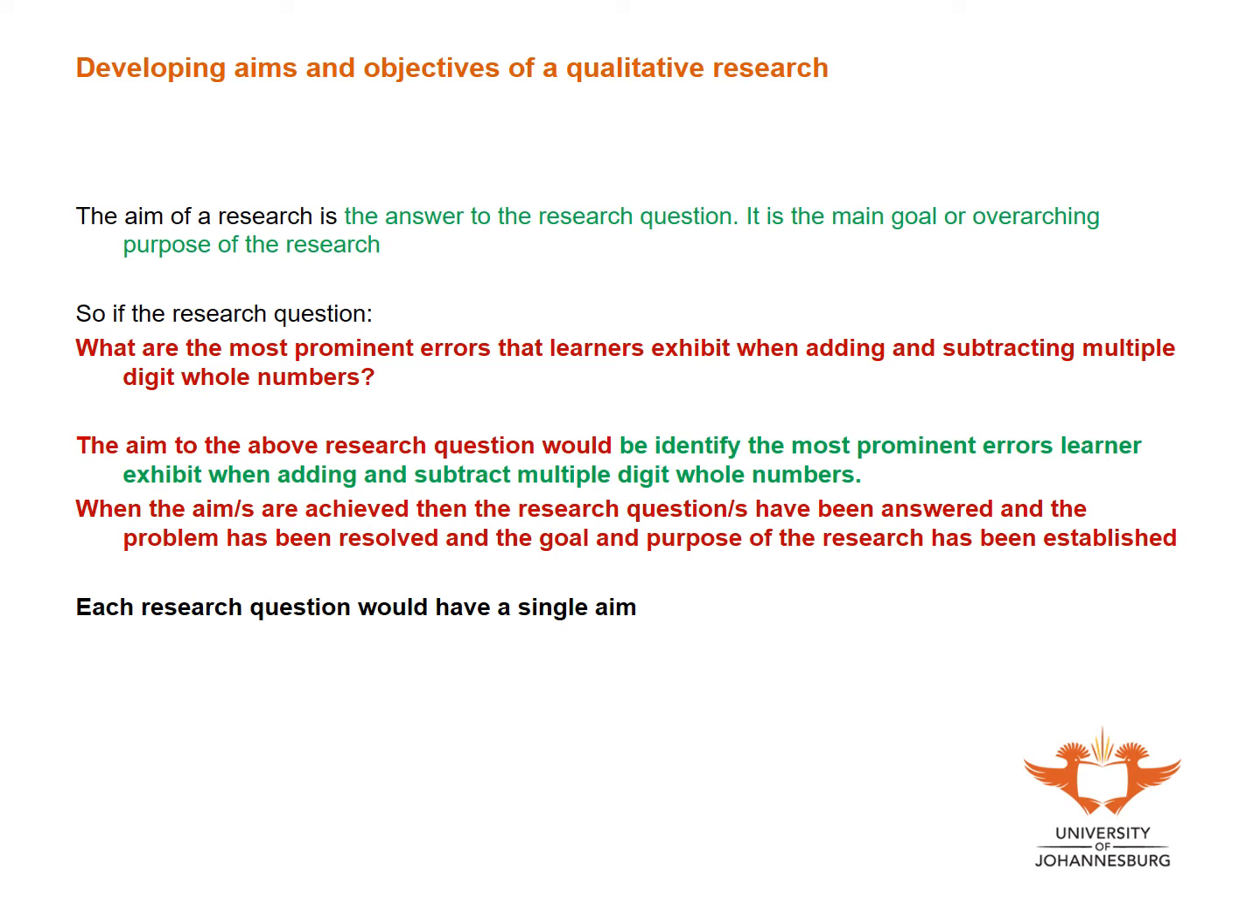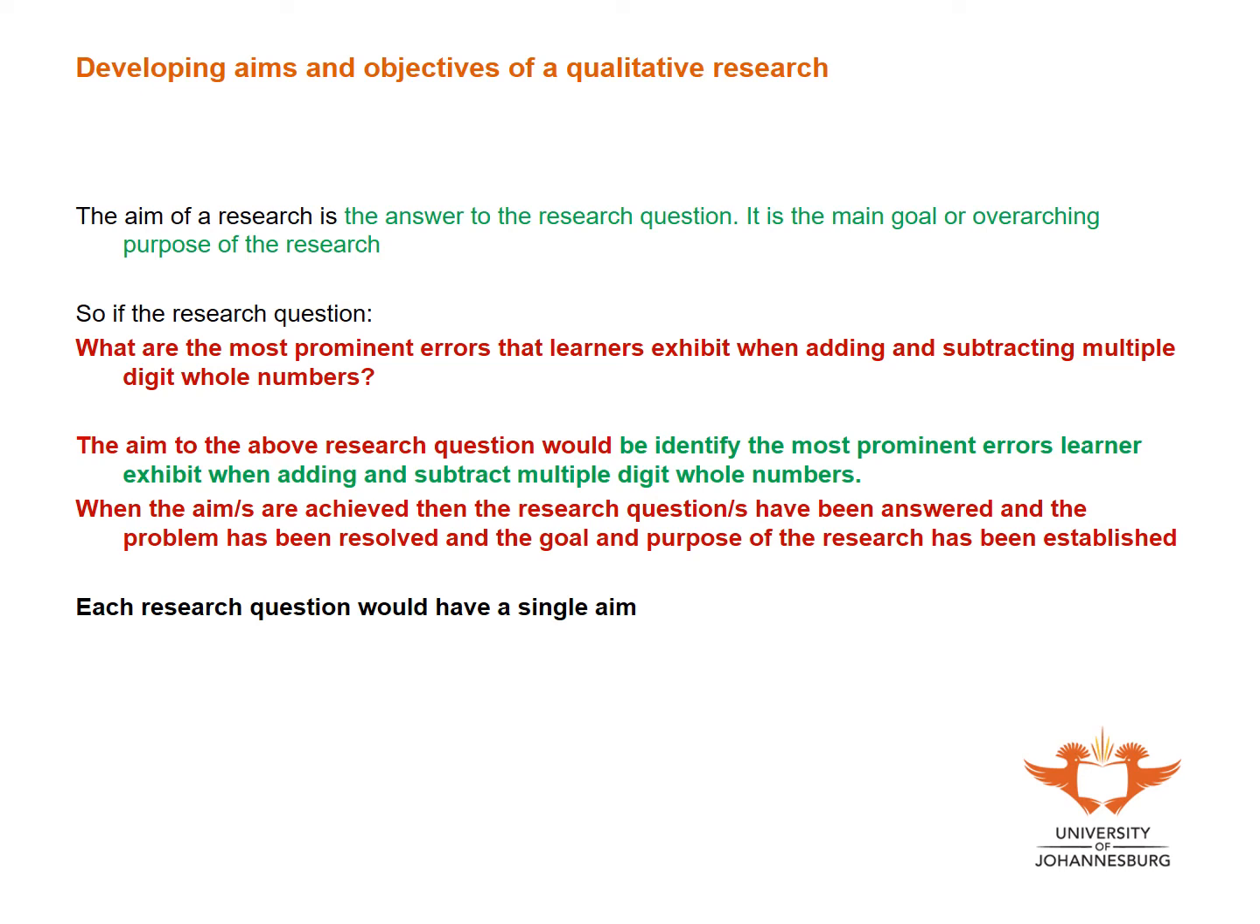When the aims are achieved, then the research questions must have been answered, and the problem has been resolved, and the goal and purpose of the research has been established. So once we are able to achieve the aim, then that means we have answered the research question. Why? Because the aim is to identify the prominent errors that learners make. And once I've identified that, then I have responded to the research question.